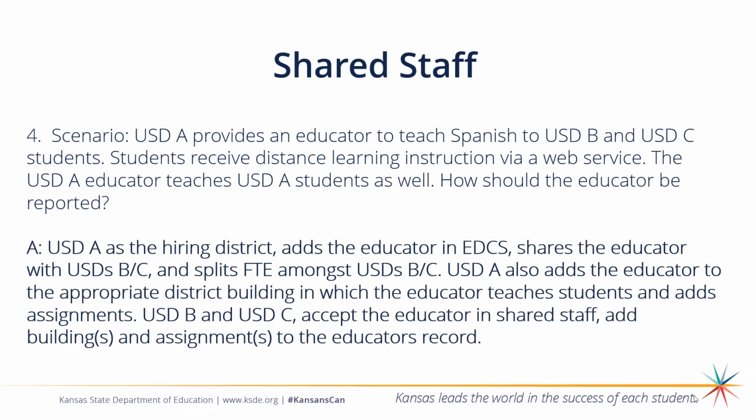On the final scenario, it's very similar to the last scenario in that the hiring district is receiving services from the educator as well, and then two other receiving districts are receiving services. The only red herring that we threw in there was the distance learning instruction via web service. That doesn't really have an impact in this situation. Anytime an individual receives services through web service or some other type of location, you're not going to have access to another building.